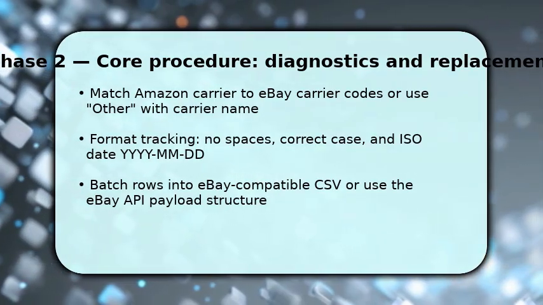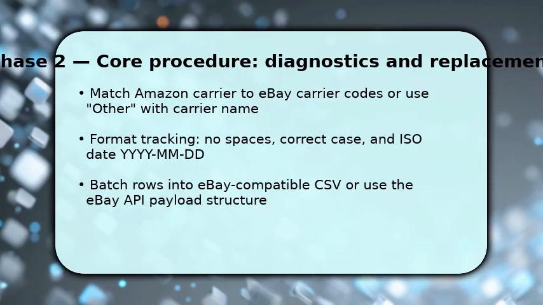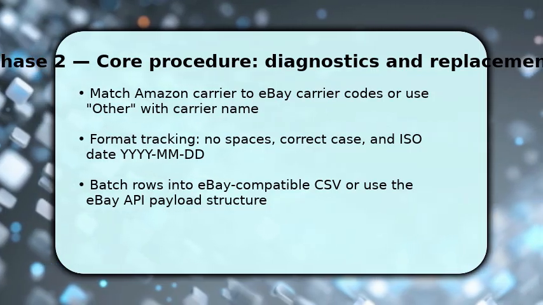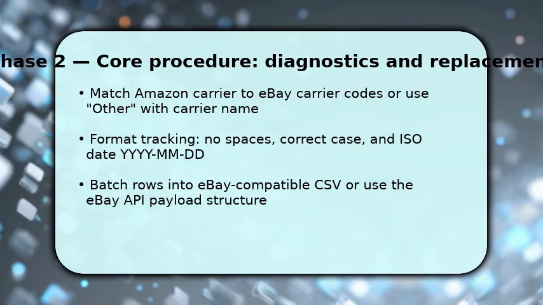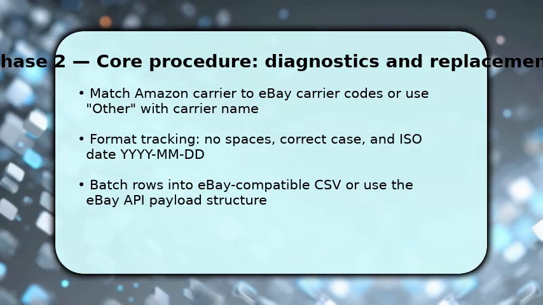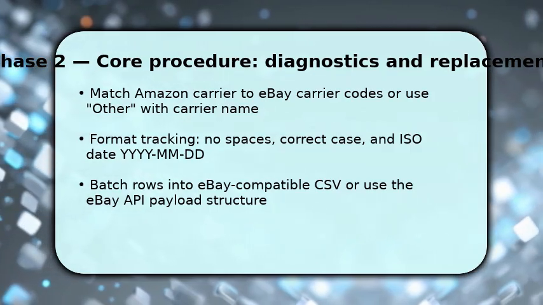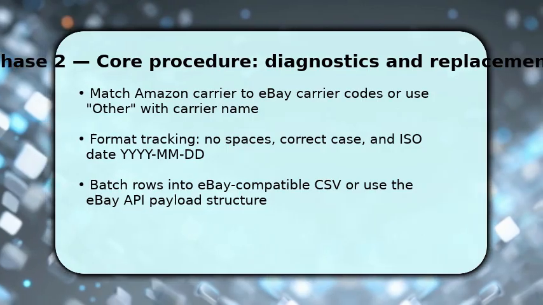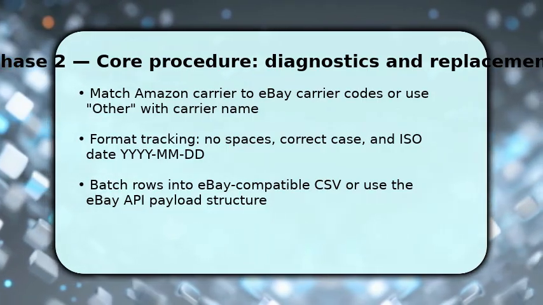If you have many orders, assemble a batch CSV with eBay columns or build an API payload. Include order ID, shipment status, carrier, and tracking. Make sure quantities match the eBay order lines. Otherwise, eBay may not accept the update.